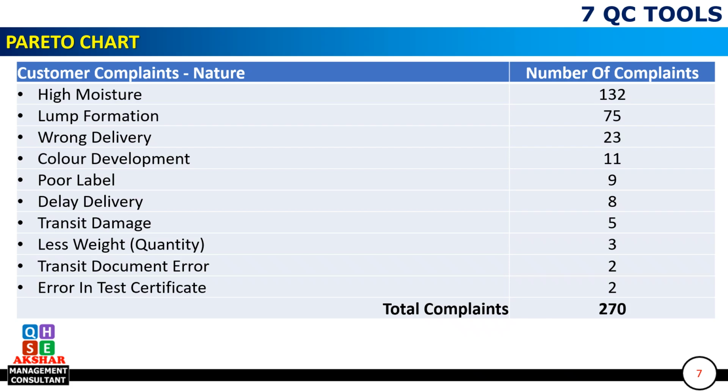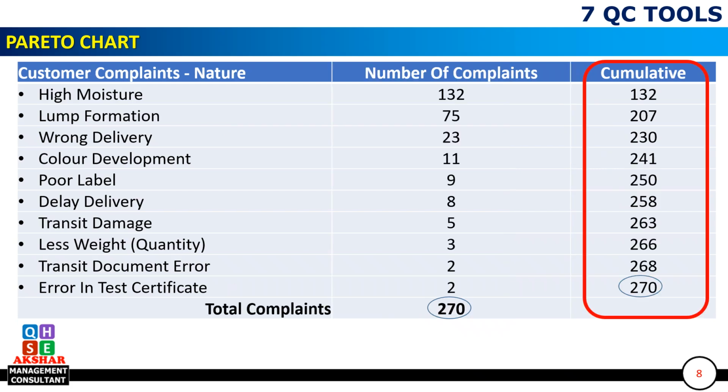These data are now arranged starting from highest to lowest. The first highest number is 132, pertaining to high moisture. The second highest number is 75, pertaining to lump formation. The third highest number is 23, pertaining to wrong delivery. And the last is 2, pertaining to errors in test certificates.